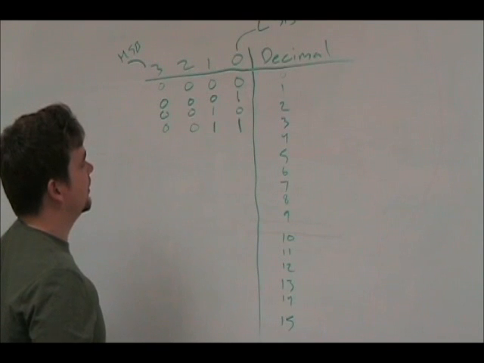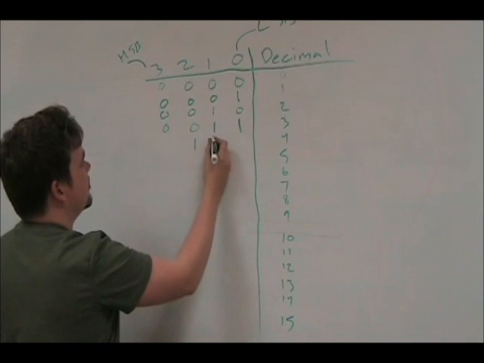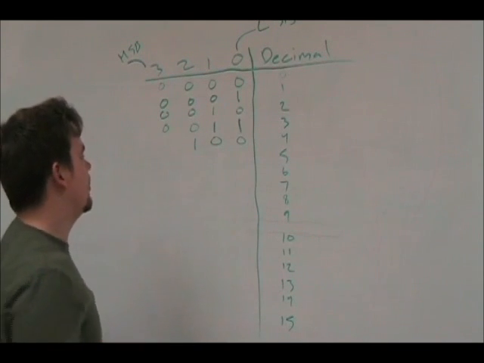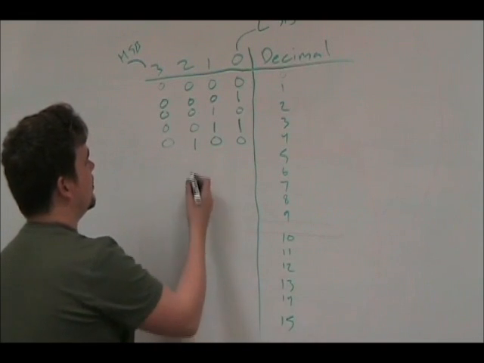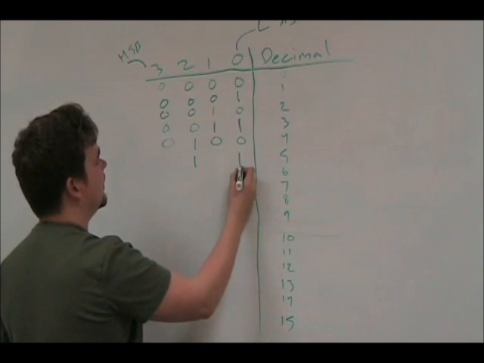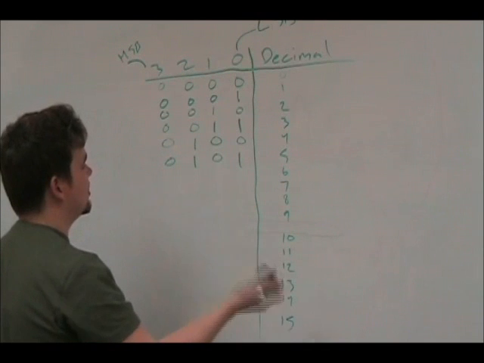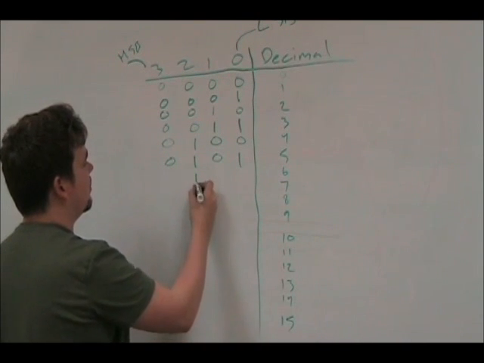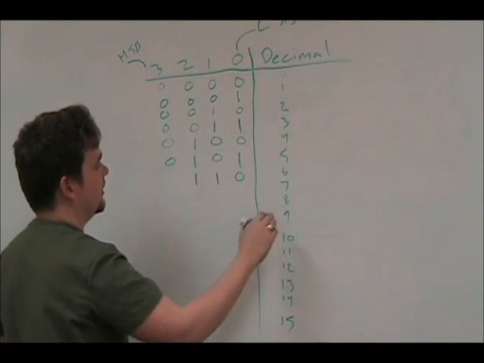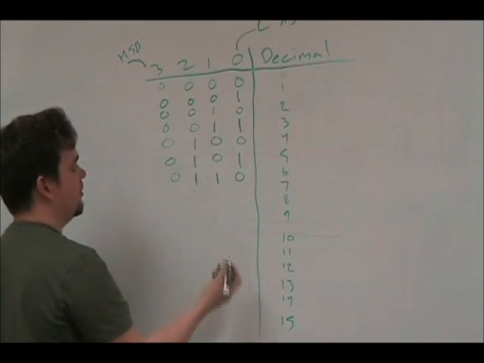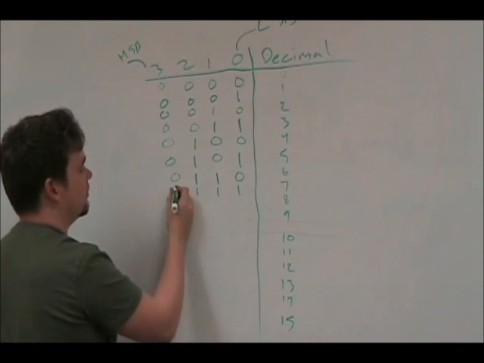Now if we want 4, we cancel these two out, and we put 1 here. We put 2 zeros here. So 1, 0, 0 is 4. Let's put a 1 here to complete the table. So if we want 5, 4 plus 1 equals 5. We'll put zeros in the other places. If we want 6, 4 plus 2 equals 6. If we want 7, 4 plus 2 plus 1 equals 7. We'll fill in that 0.